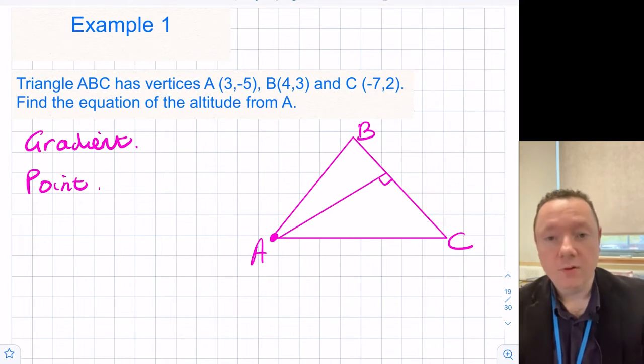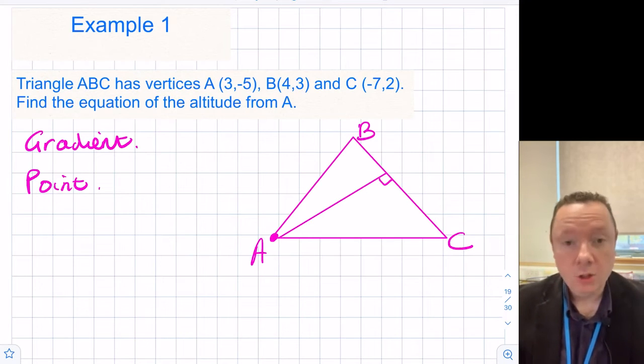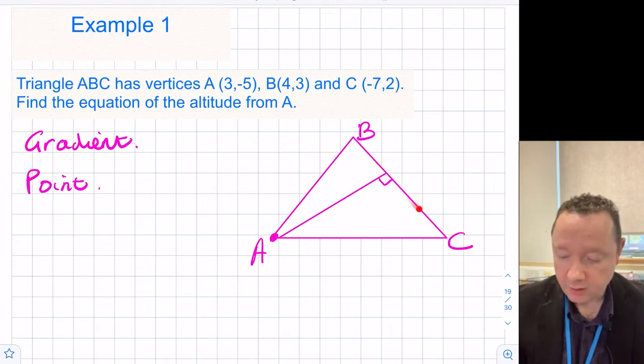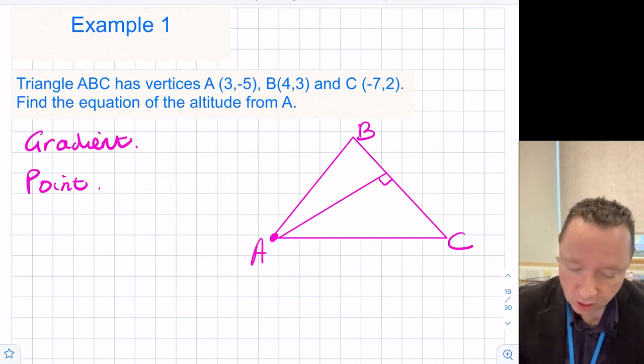Now, to find the gradient of a line, you need 2 points usually, but we don't have this point. It doesn't cut it in half, but we do have B and C. So we can find the gradient of BC and use the fact that it's perpendicular to find the gradient of the altitude. So let's start doing that.